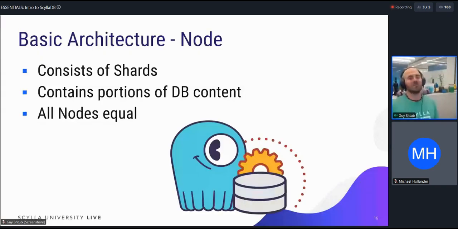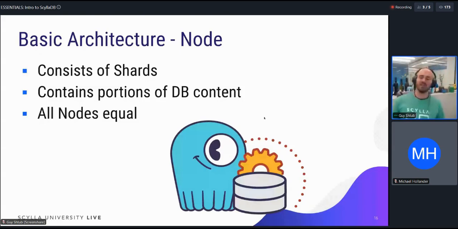great. So the first concept is a node. I mentioned that a few times, but I never really said what a node is. So a node is a computer server running the ScyllaDB software. It consists of shards, and in ScyllaDB, each node contains a portion of the database content. Okay, so in a typical cluster, we have multiple nodes, and each node is responsible for some of the data.